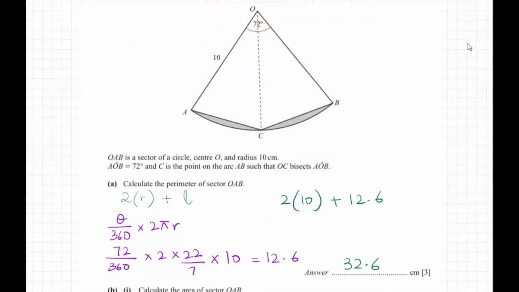You can see over here that this length is also 10 because it's your radius. So this is 10, this is 10. What I'm going to do is I'm going to divide it. 72 divided by 2 is 36 degrees. Why am I doing this? Because the question says it's being bisected. So 72 divided by 2 is 36 degrees.